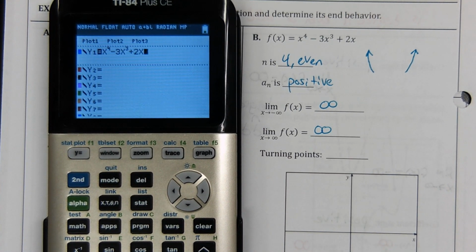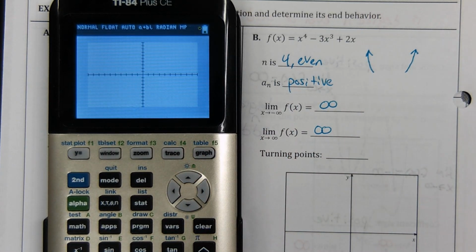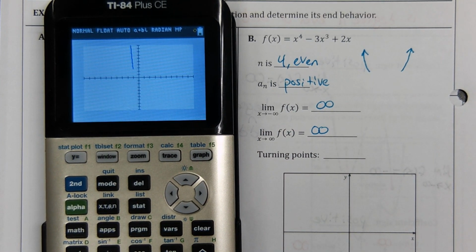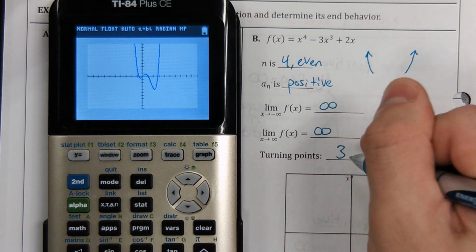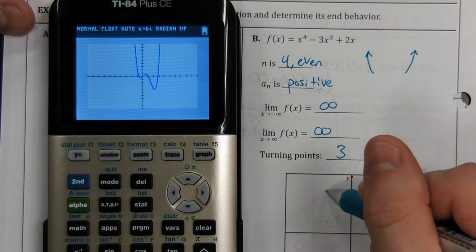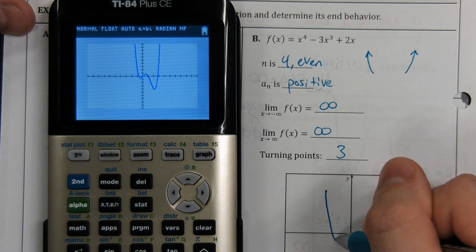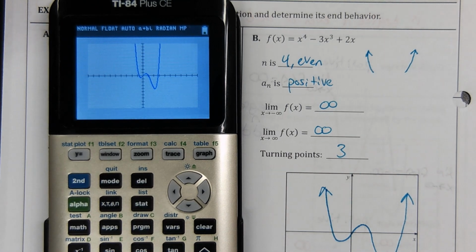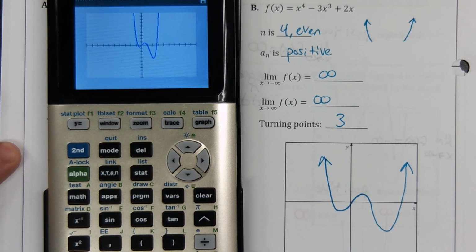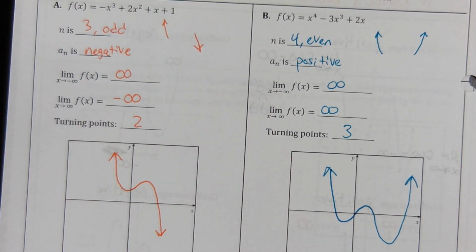Hoping that the standard zoom is still good. It was. The standard zoom still works. And we're just sketching this thing. But look at the picture. How many turning points does it have? It does have 3 turning points. It looks something like this. Ta-da. Oops. Picture not drawn to scale. Looks something like that.